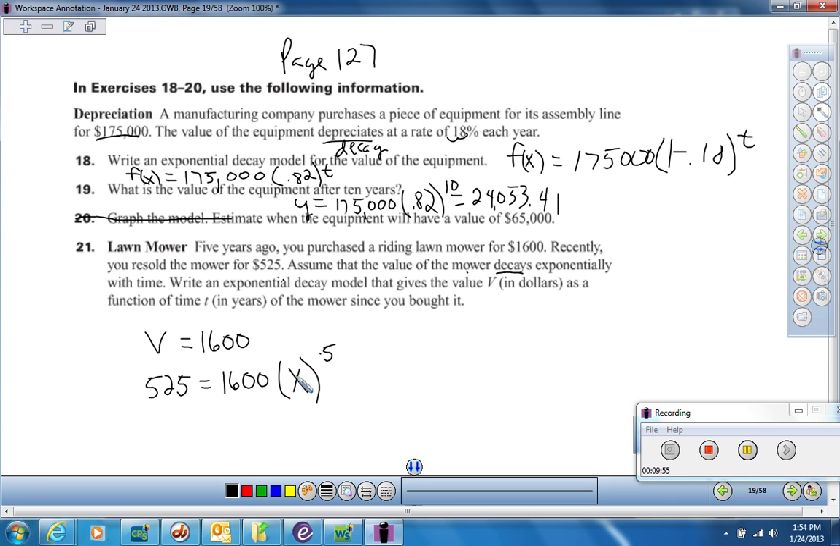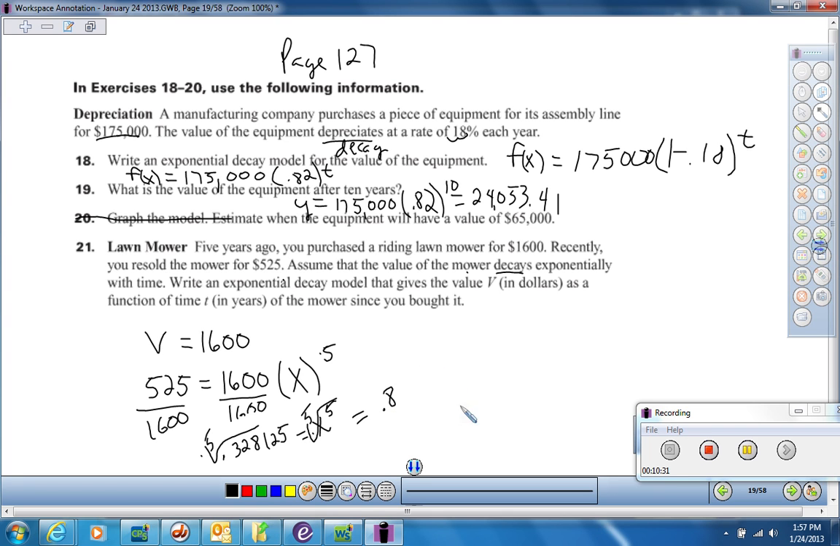Alright, and so to solve this, what we do is just divide both sides by 16,000. Once you divide that, you get 0.328125. It's probably been a while since you've done this, but to undo something to the fifth power, I'll take the fifth root. Your calculator should be able to do this, but if you do the fifth root of this, you end up with x is equal to 0.8. And so that would be our decay factor.